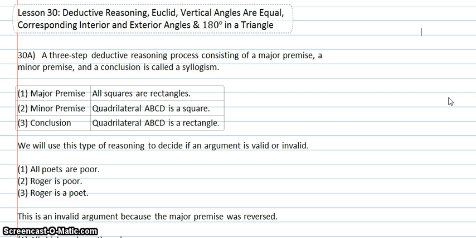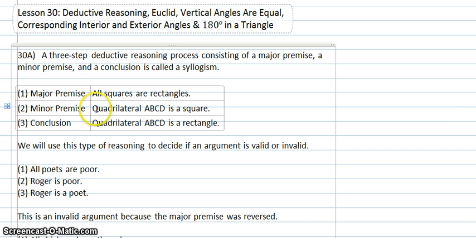syllogism. And it's where you have three different things: a major premise, a minor premise, and a conclusion. Now, if your minor premise and major premise are lined up correctly with your conclusion, then you'll have a valid argument. But if it's twisted around, then you will not have a valid argument.